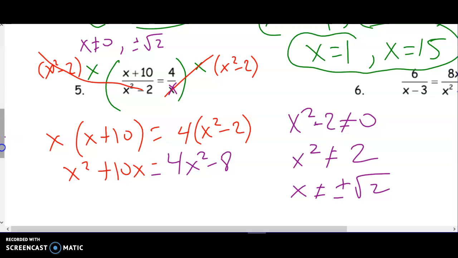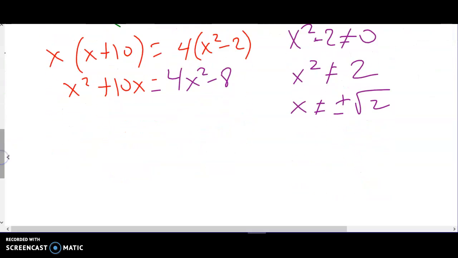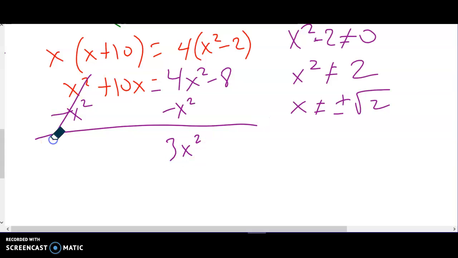All right, once again, it's quadratic. So I'm going to move everything on one side. I'm going to keep my leading coefficient positive. So I'm going to send my x squares this way. And all the terms that way.